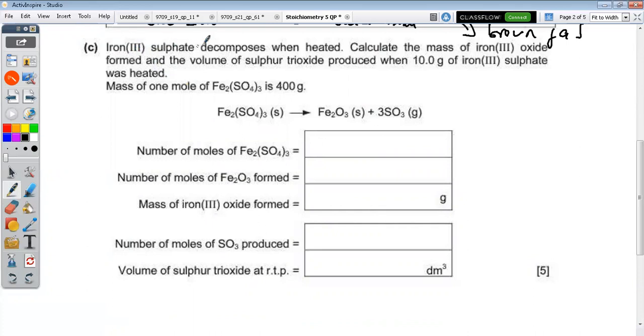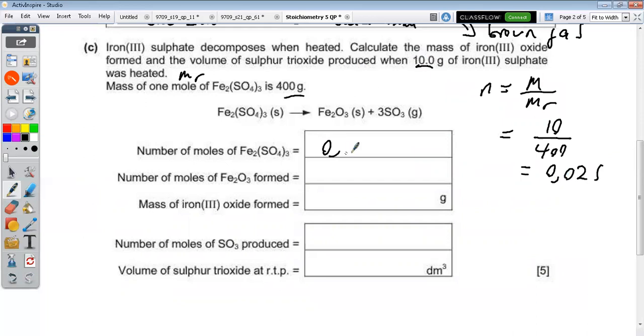Now the next one. Iron 3 sulfate decomposes when heated. Calculate the mass of the iron 3 oxide formed and the volume of the sulfur trioxide produced. Mass and MR, mass of 1 mole. So the number of moles, we can't use concentration here, we are using mass divided by MR. What is the mass of the iron sulfate? 10. What is the MR? You don't need to calculate it, it's calculated for you, 400. So what do you get? 0.025. Just check on the calculator. Is that correct?